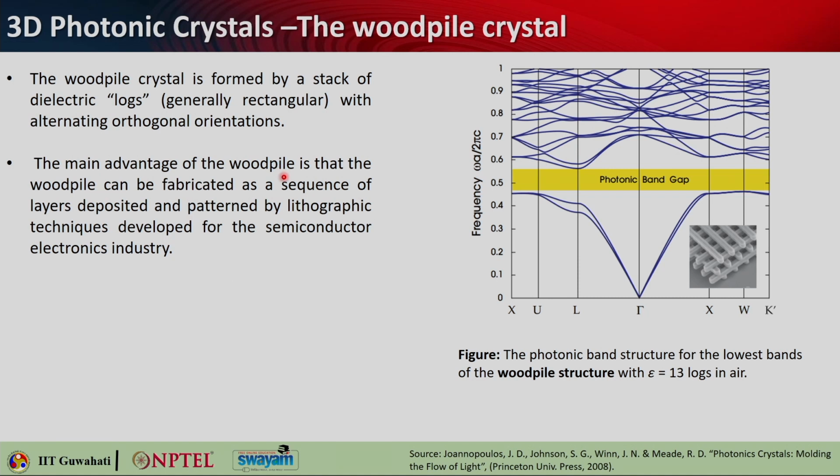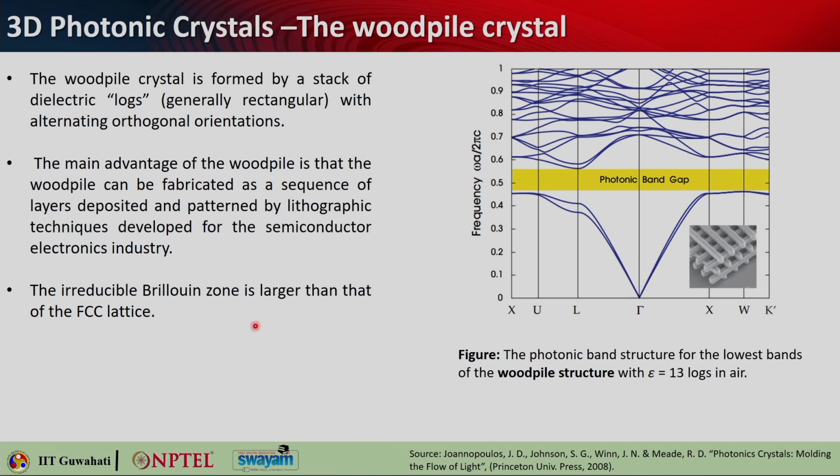Now, the main advantage of woodpile is that it can be fabricated as a sequence of layers deposited and patterned by lithographic techniques which were developed for the semiconductor electronics industry. So, fabrication of this kind of photonic band gap crystal is much easier and it can be done commercially. Okay. The only thing is the irreducible Brillouin zone is larger than that of the FCC lattice. So, we have to look for more directions, because the irreducible Brillouin zone size is larger. In that case you will require more time to compute all these points and come up with this band diagram.